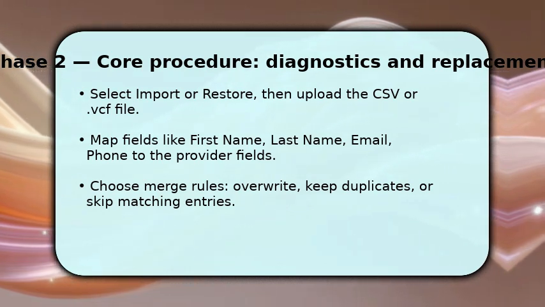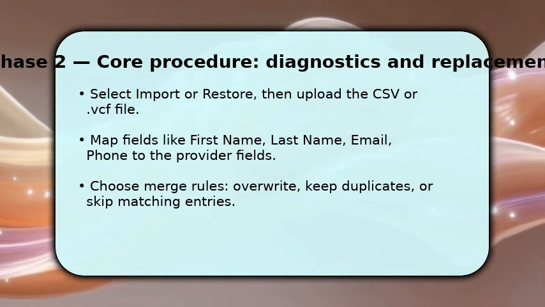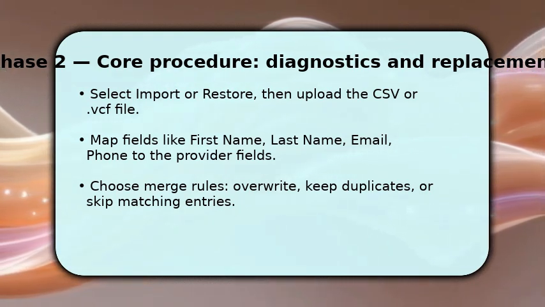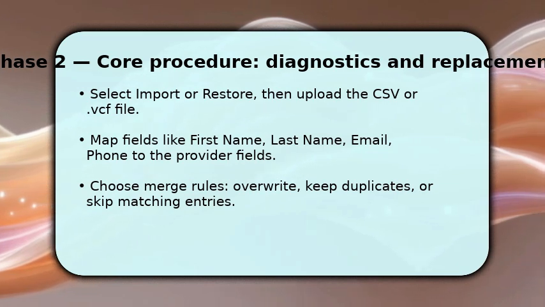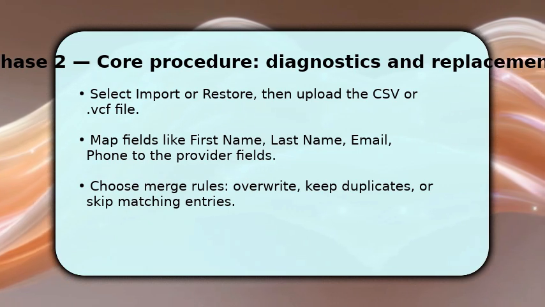Why this matters is data integrity. Correct mapping prevents lost phone numbers or swapped names. Once mapped, choose Merge Behavior. Overwrite replaces existing entries. Keep duplicates preserves both. Skip leaves existing ones untouched.